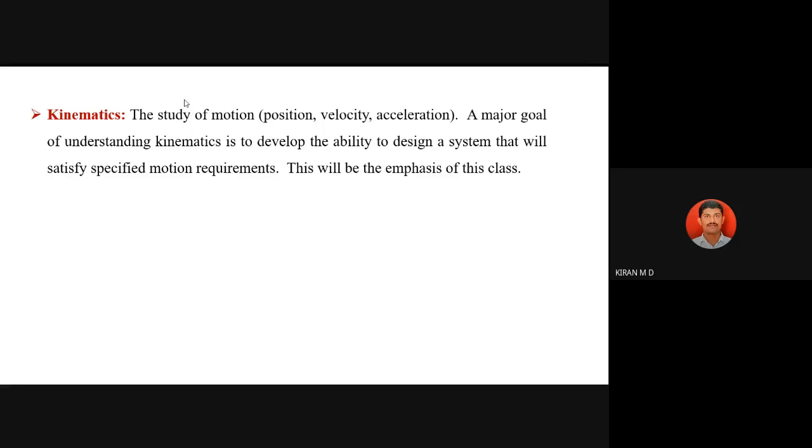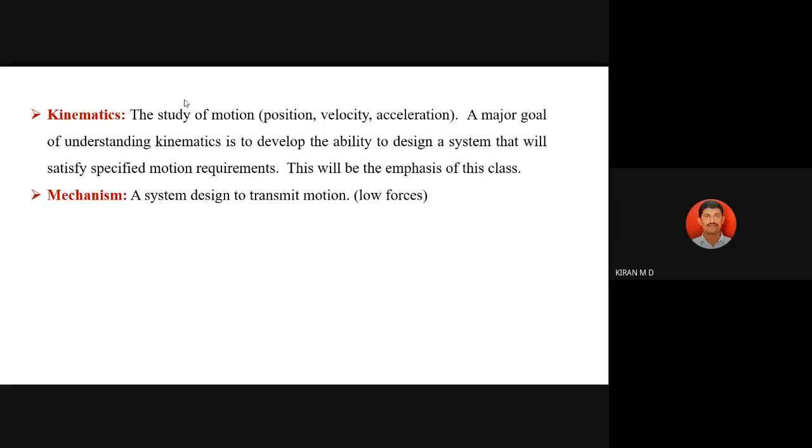Is it clear? Now we will go to the kinematics parameters. In this subject, we are going to analyze the machine components in kinematic parameters only. I hope you got the idea. Here we are going to analyze only position, velocity, and acceleration of the machine component.